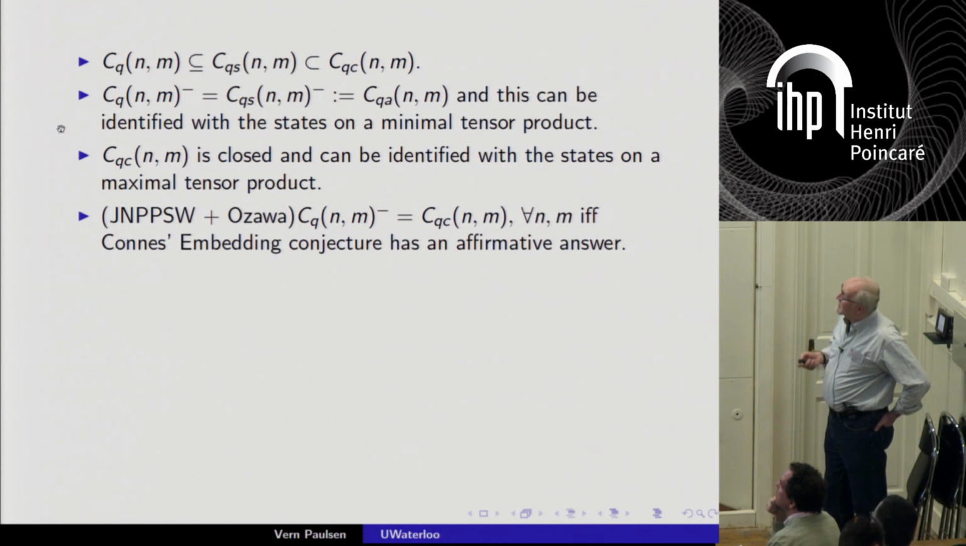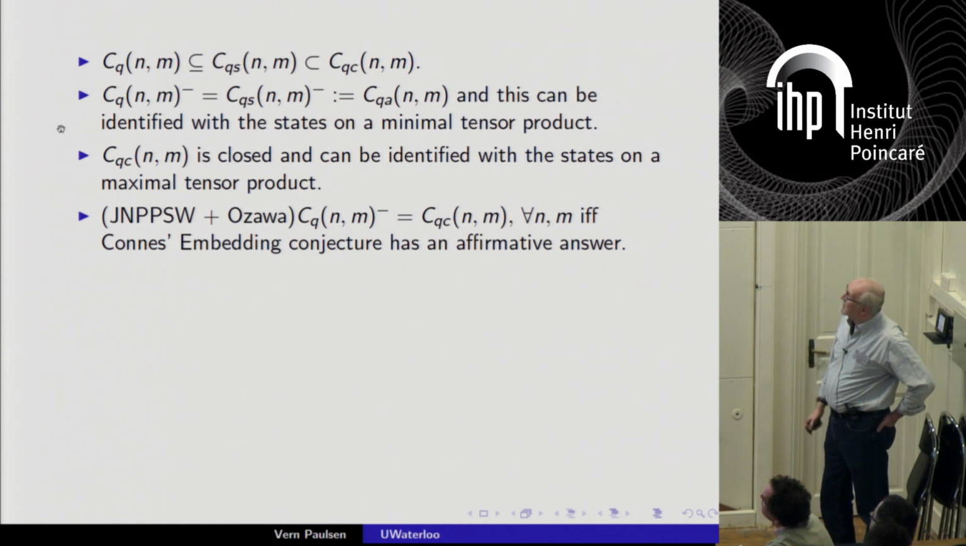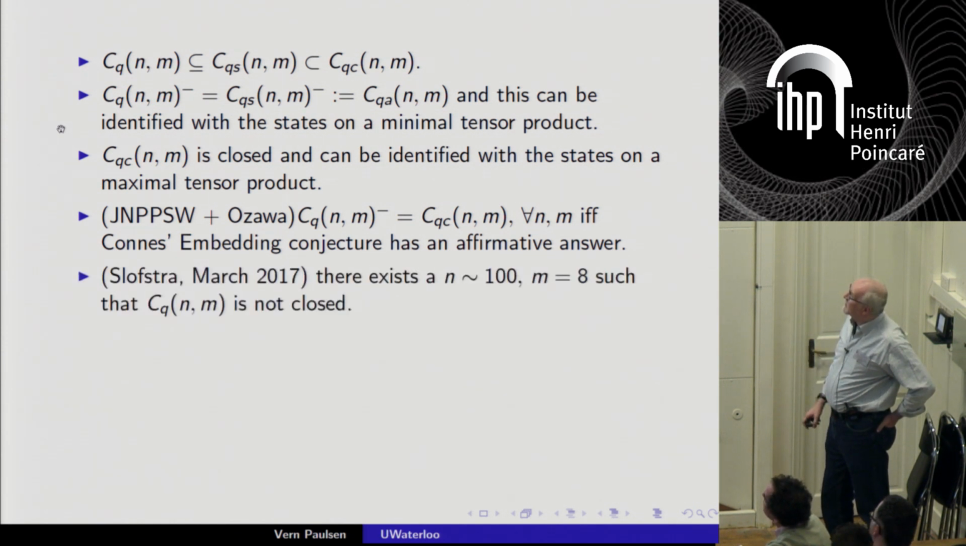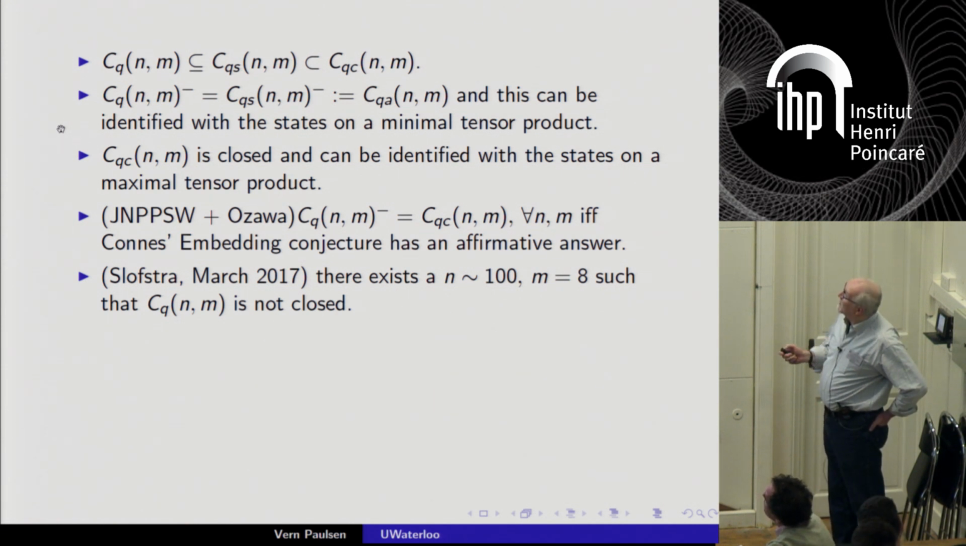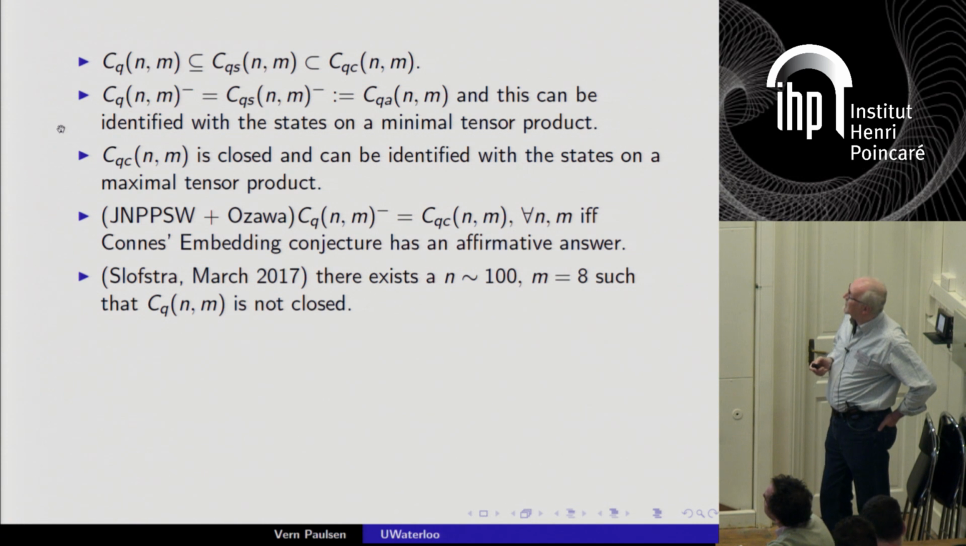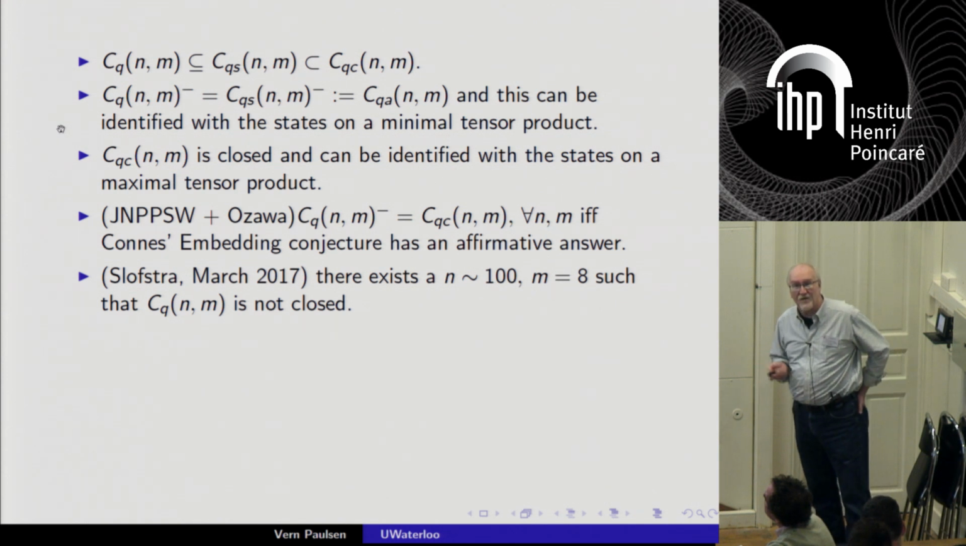But still, lots of Tsirelson's initial questions were open, and in fact, it wasn't until March of this year that Slofstra gave the first proof that one of these sets, CQ, wasn't closed, so that CQ and CQA are in fact not the same set. His proof is very indirect, though. The fact that we don't even know exactly what the n is for which it holds tells you just how indirect the proof is.